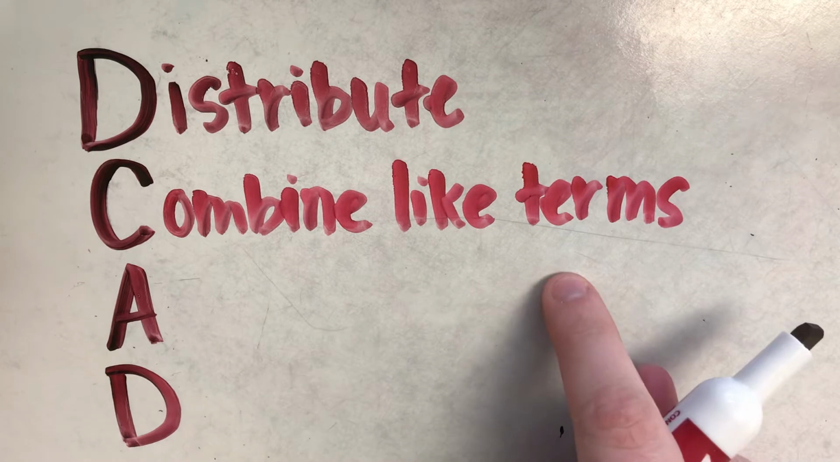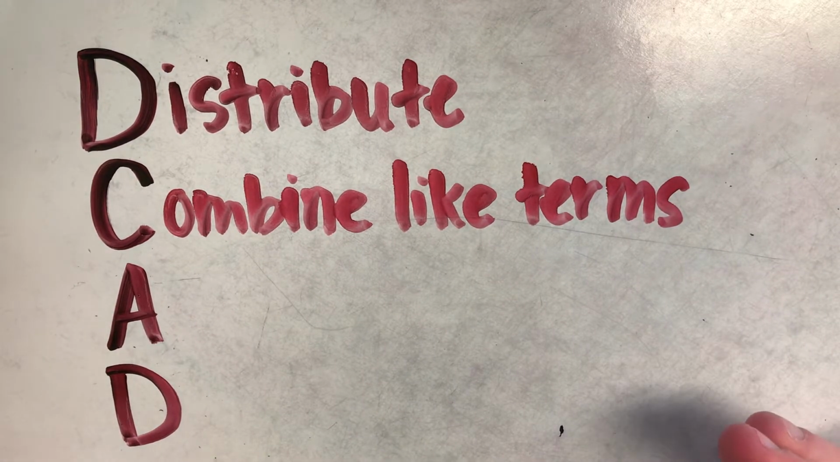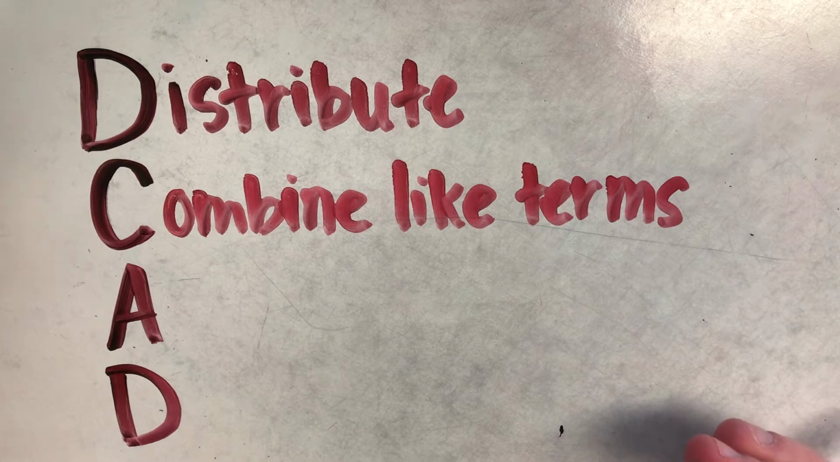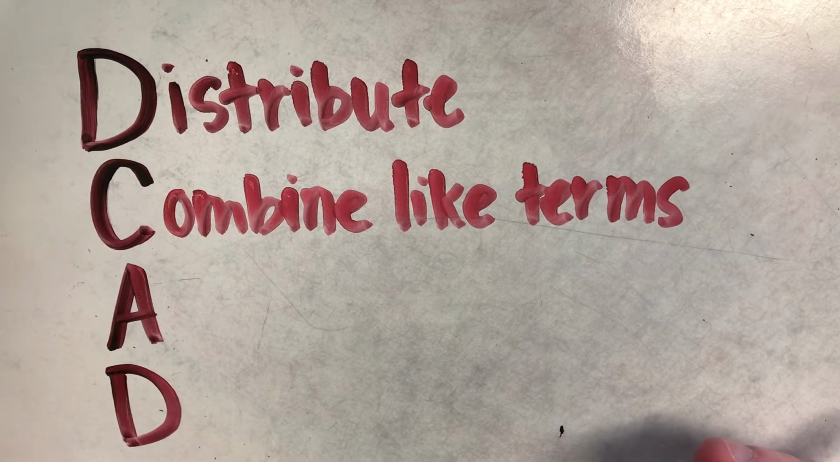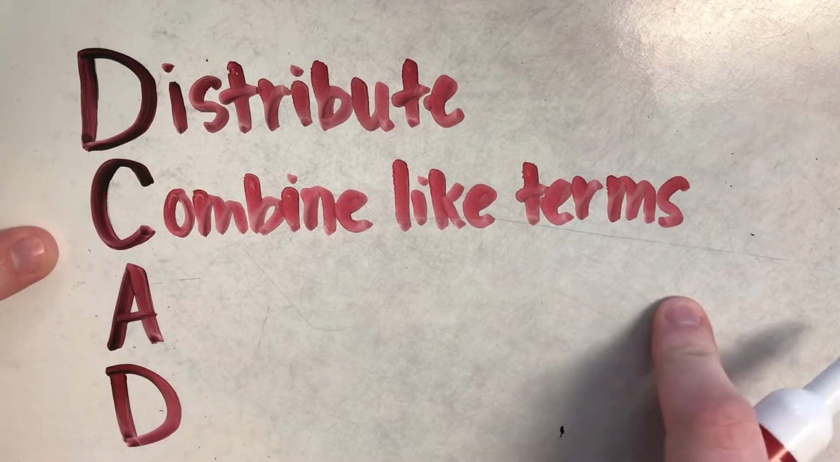And remember, like terms are going to be any terms that have the same variable to the same exponent. The positive and negative, that does not matter. So negative x and x, those are like terms. X and x squared, those would not be. So everything that can be combined, I'm going to do that.